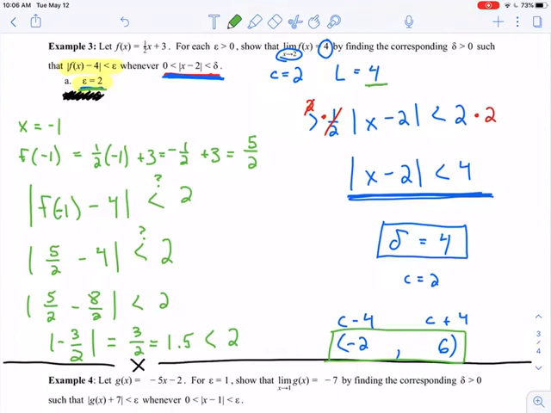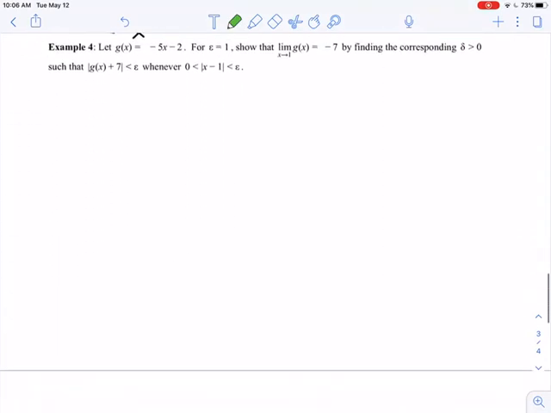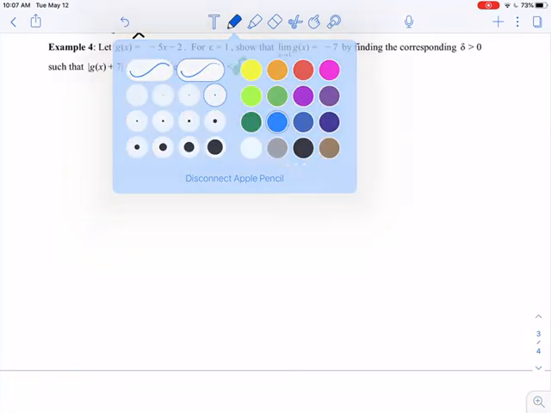Let's look at one more example here. I have another function, g of x is equal to negative 5x minus 2. For epsilon equals 1, we would like to show that the limit as x approaches 1 of g of x is equal to negative 7 by finding the corresponding delta greater than 0 such that the absolute value of g of x plus 7 is less than epsilon whenever 0 is less than the absolute value of x minus 1 is less than delta. I have a little typo there. This should really be delta. So let's go and find our delta.